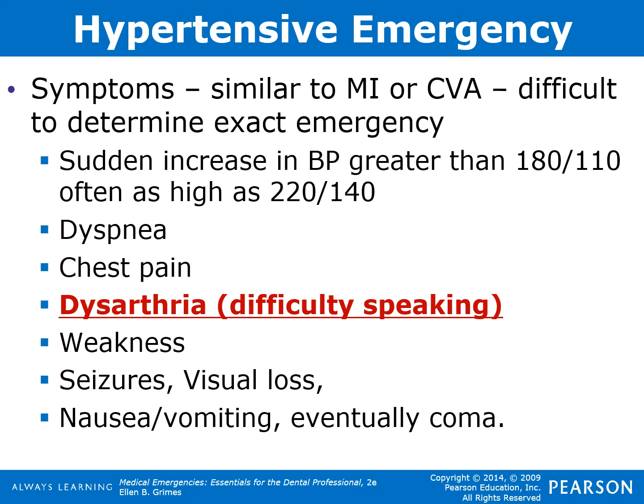They can mimic each other at that point, but it's when there's a sudden increase in blood pressure greater than 180 over 110, and sometimes even as high as 220 over 140. At that point, they're definitely going to have dyspnea, chest pain, dysarthria, which means difficulty speaking, weakness, seizures, visual loss. They could have nausea, vomiting, and eventually go into a coma.